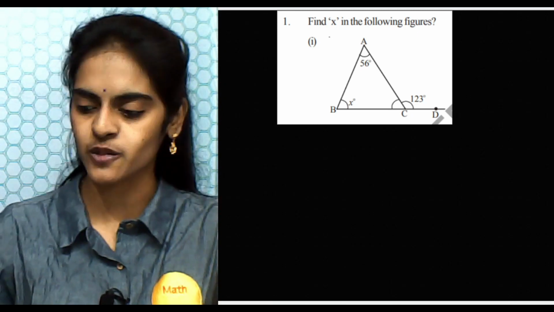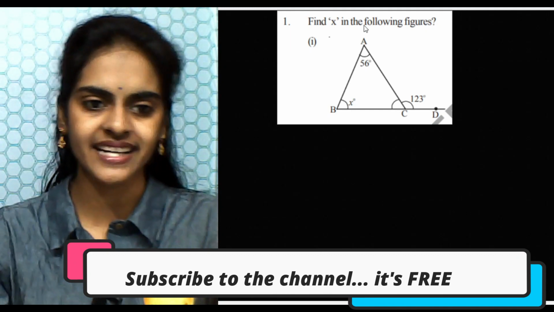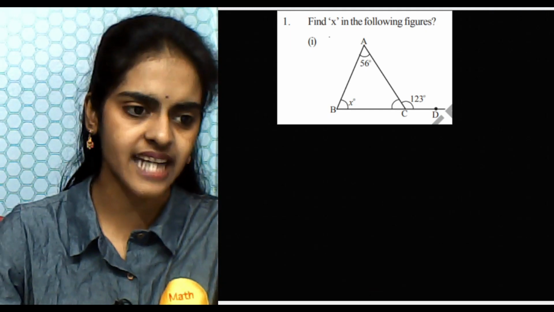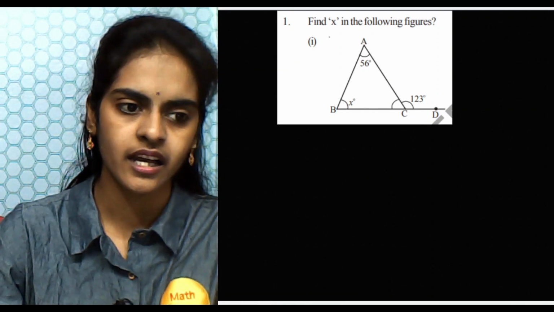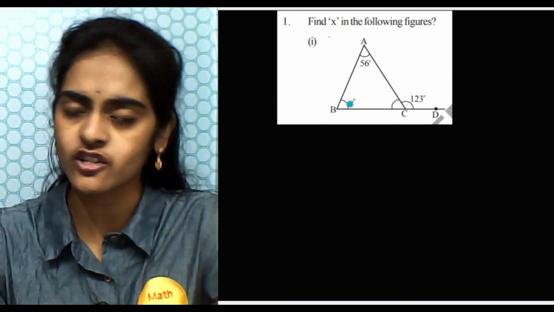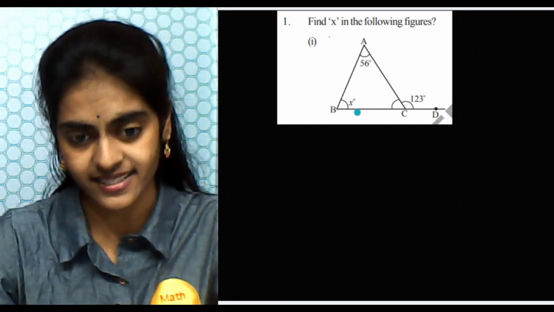So here is the first question for today in this exercise. You have to find x in the following figures. Let us start now. You have a triangle, and two angles of this triangle are marked, and you have to find this value x.